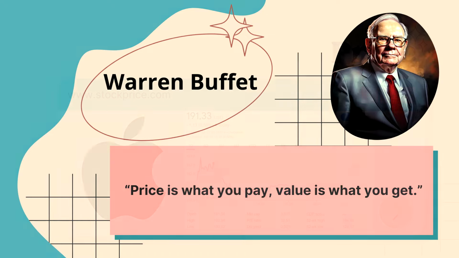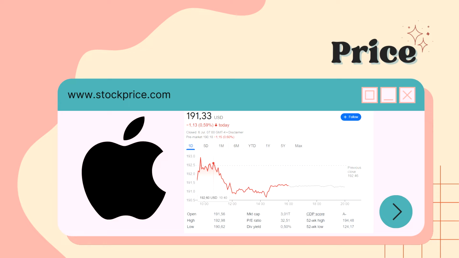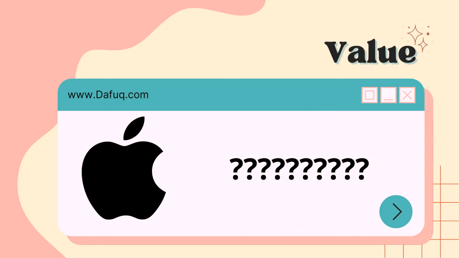Price, of course, is quite simple to define. Price is the number that you see the moment that you look up your favorite stock on your brokerage account. It is the price that a stock currently goes for on the open market. But then what exactly is value and how do you determine this?